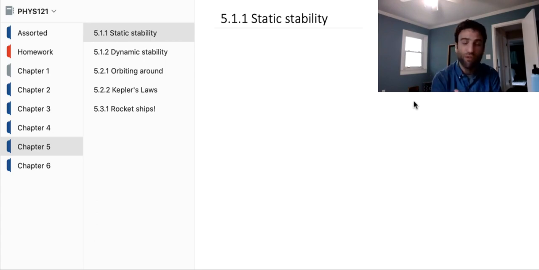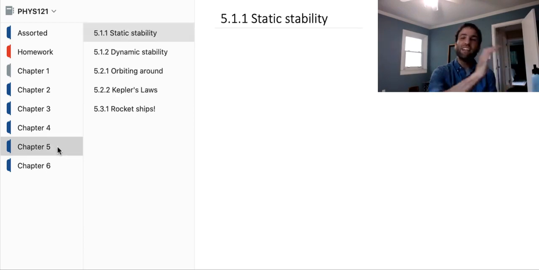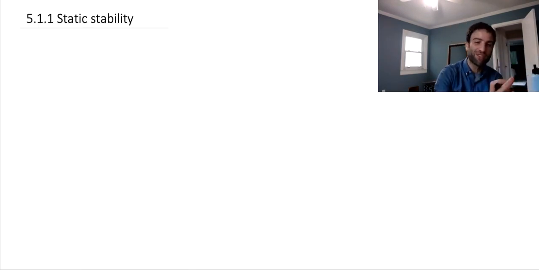So we encountered a few of these things in Chapter 4 of these notes, talking about springs and bouncing balls and carousels. And in this chapter, we're going to talk about bicycles and rocket ships and orbiting satellites and stuff like this. Okay. So in this first lecture, before we talk about bicycles and try to understand why it is that a bicycle can stay upright while we're riding on them, we need to talk a little bit about static stability.